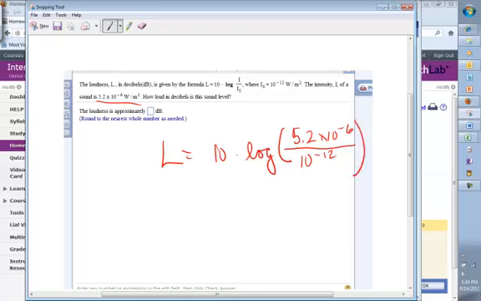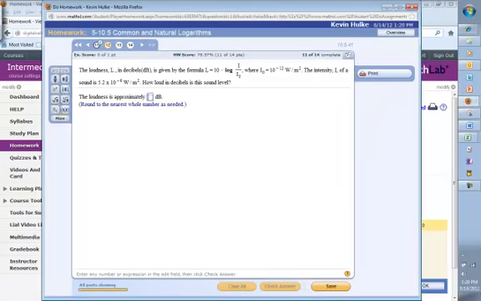Okay, so let's press it on our calculator. 10 times log fraction 5.2, and then I'm going to press the times 10 to the key, negative 6, over 10 to the key. Oh, no, I'm going to delete that. It should be over 10 to the key, negative 12. Yeah, don't press the times 10 to the key. And you get 67 decibels. You round it to the nearest whole number. Yep, 67 decibels.